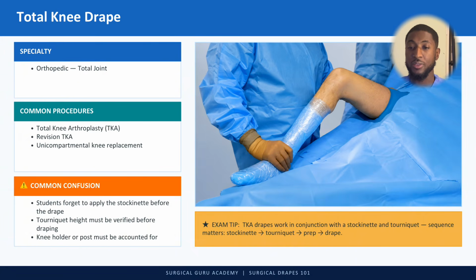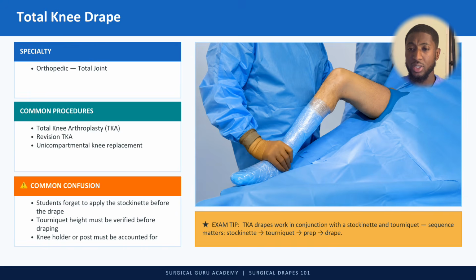Tourniquet height must be verified before draping. So what that is trying to say is, yeah, you're going to verify what size tourniquet you're going to be using for the patient. And most of the time, you're going to have tourniquets inside the room ready to go before the doctor gets in there. And a lot of the times, your nurse is going to be the one that confirms which tourniquet the doctor is going to need.